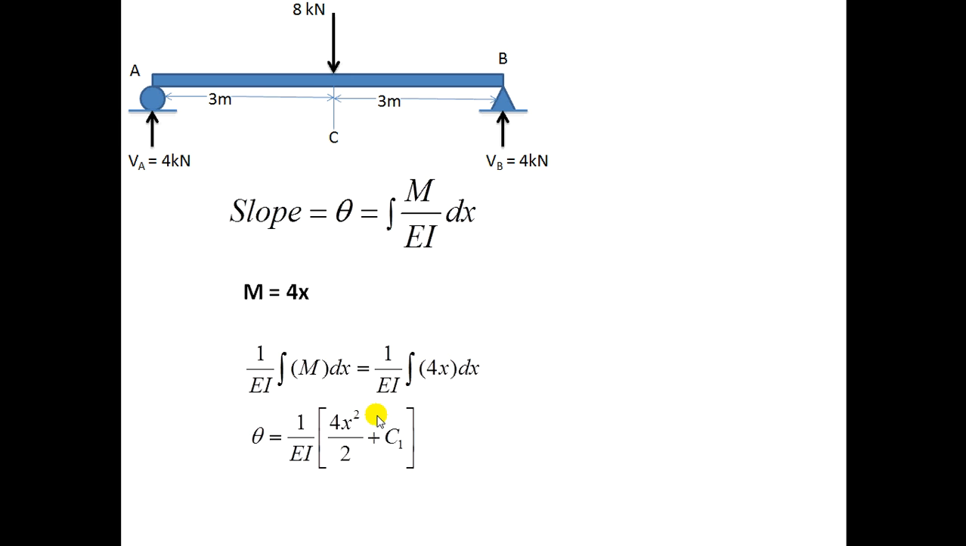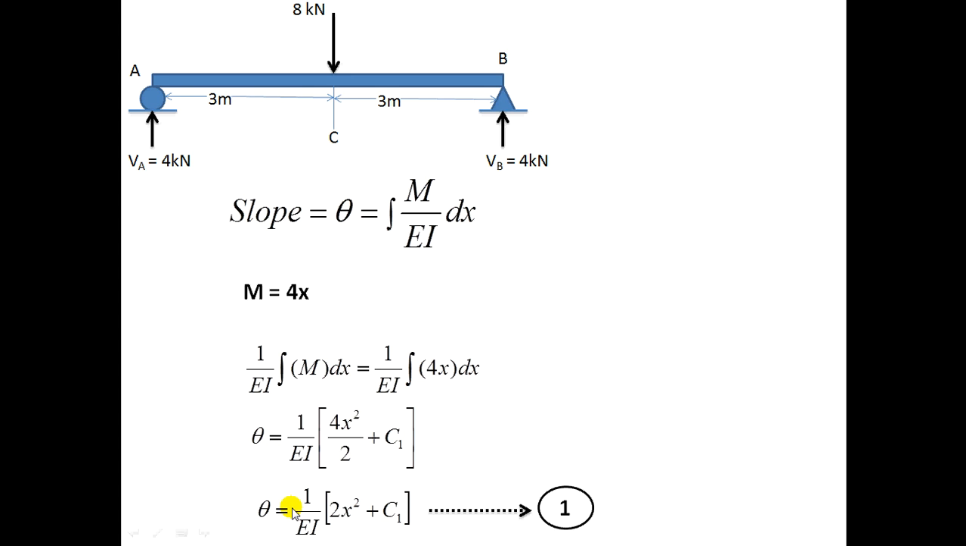Integrating this 4x, I will get this value. For this you should have the basic knowledge of how we can integrate an algebraic term. This is how we can integrate an algebraic term: 4 is taken as it is, and x square divided by 2. This 2 will come down, and plus c1 is the constant of integration. This is how we do the integration in this case. And this is my equation. Name this equation as 1.